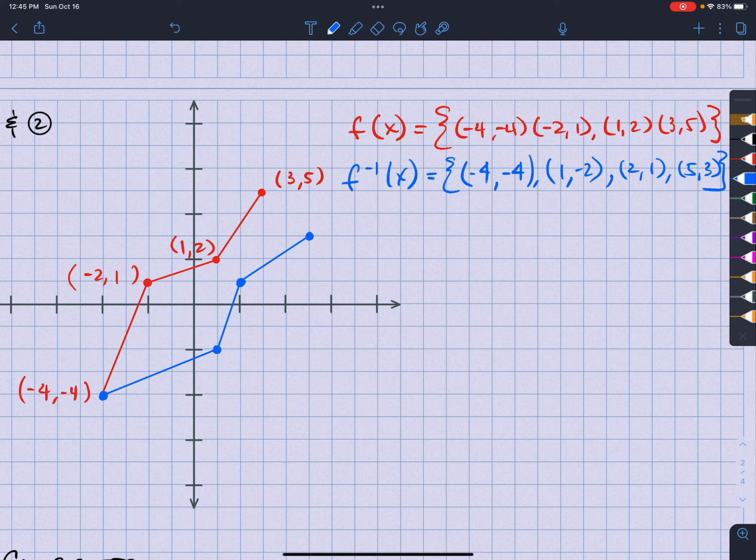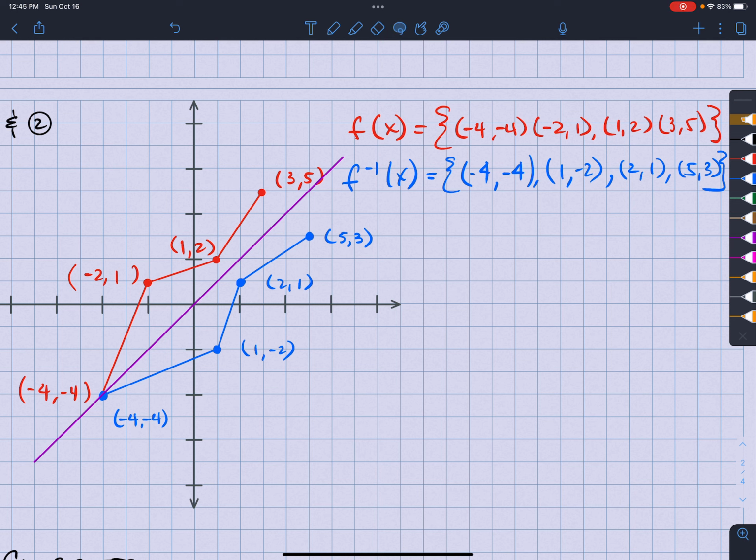And there it is. So now, again, here was -4, -4. This was 1, -2. This was 2, 1. And this was 5, 3. All right. So now notice how the blue is the inverse of the red. All right. Now, what was that purple line that you saw here? Well, that purple line was actually showing you the line that it actually reflects over.